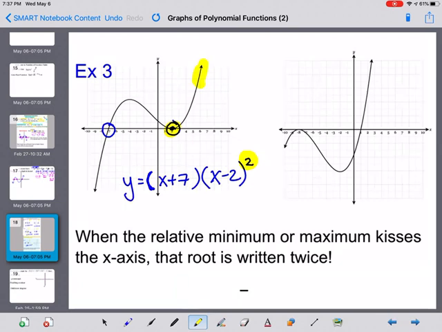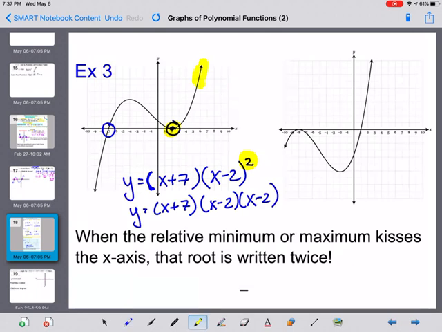If the root just kisses it, doesn't cross through, but just touches it where it's a relative minimum or maximum, that's going to look like this. It could also be written like this. Write both examples down when you take notes because you're going to see both types of examples in the Delta Math. So it can just be written out twice or it can be written squared, either.